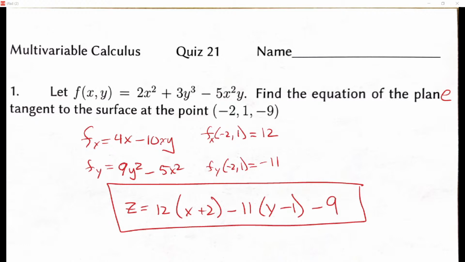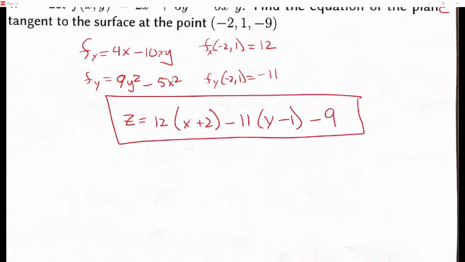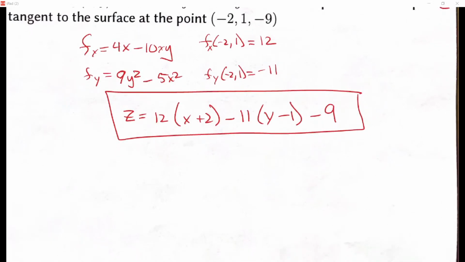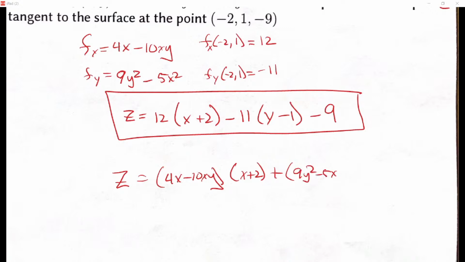All right, so here's my answer. Hopefully it's pretty straightforward. Derivatives, plug the point into the derivatives, and then just use the form. I used z equals f sub x times x plus 2, plus f sub y times y minus 1, plus z. I'm just curious, and you don't have to acknowledge if you don't want to, but I'm hoping that at least one of you did this. I will find out, of course. Nine y squared minus 5x squared, y minus 1, there.